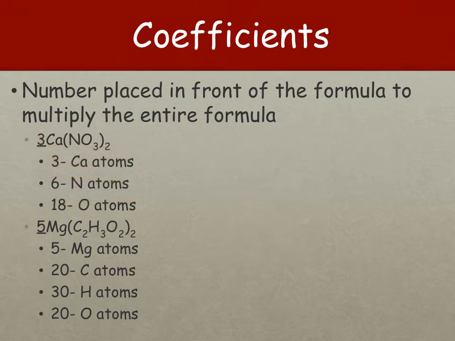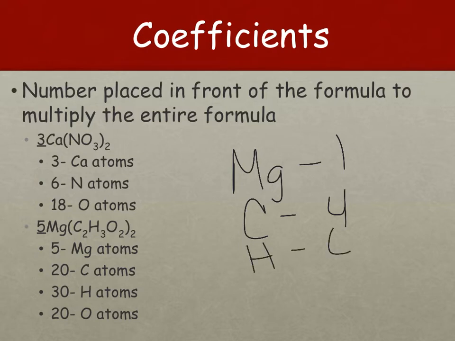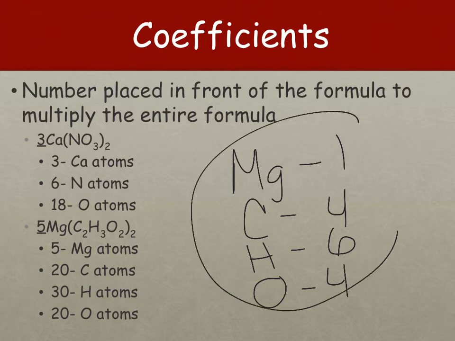For the magnesium acetate, there was 1 magnesium, there were 4 carbons, there were 6 hydrogens, and there were 4 oxygens inside 1 molecule. But I don't have just 1 molecule, I have 5 molecules, so I need to multiply each of those by 5. So 5 magnesiums, 20 carbons, 30 hydrogens, and 20 oxygen atoms.